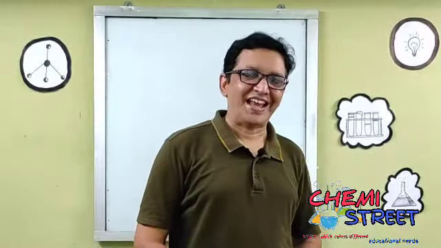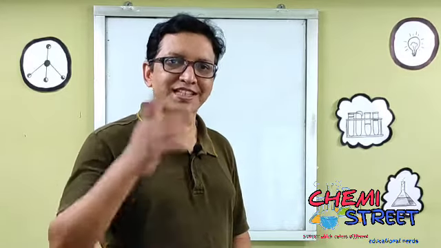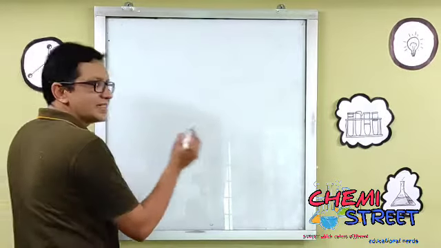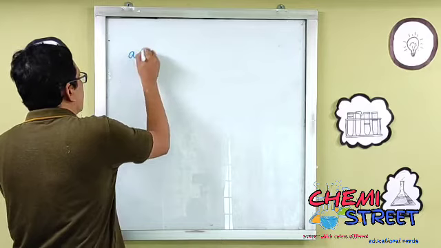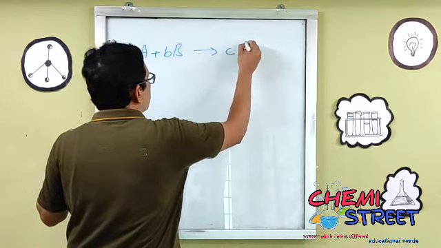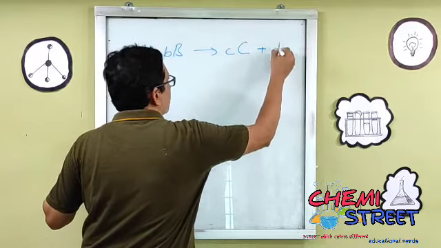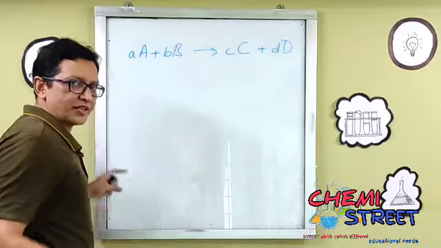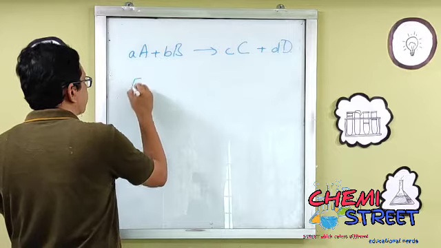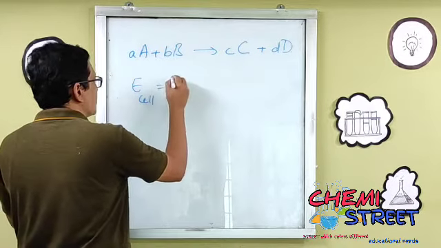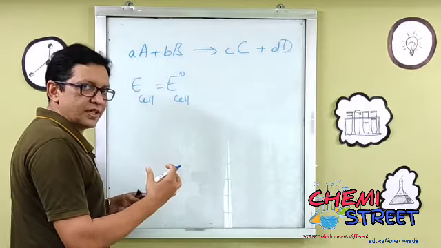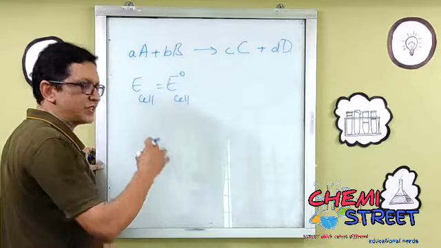Shall we see an expression for the equilibrium constant by using the Nernst equation? Okay, shall we go? Consider a general reaction: a moles of A plus b moles of B gives c moles of C plus d moles of D. This is a general equation. Now applying our Nernst equation, you have to write all these equations, then only will you get familiarized with all these things.